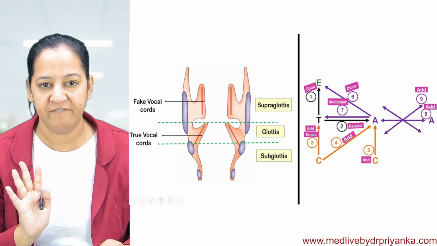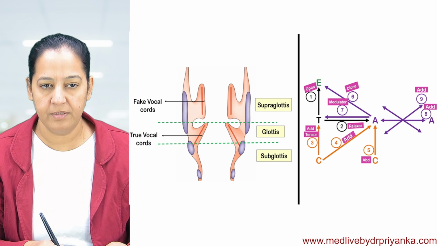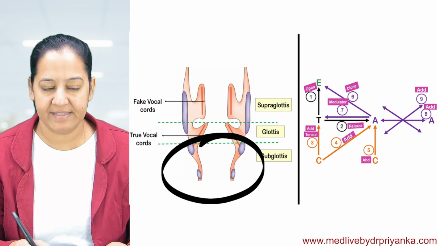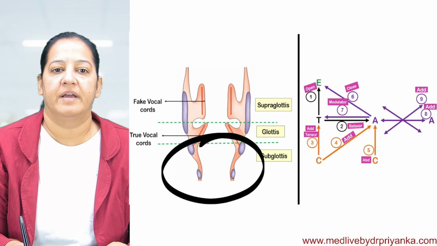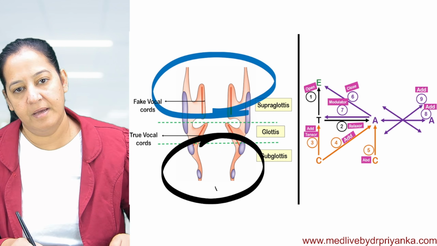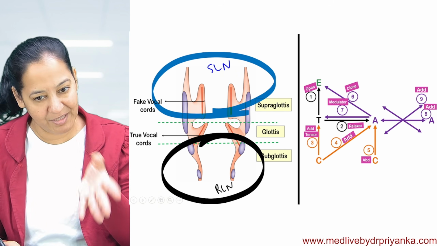First you revise. Tell me the sensory supply. So sensory supply below the vocal cord is RLN. Above the vocal cord, it's SLN. And the vocal cord is both. Okay. This sensory supply is done. Below vocal cord, it's RLN. Above vocal cord, it's SLN. Okay, tell me the motor supply.